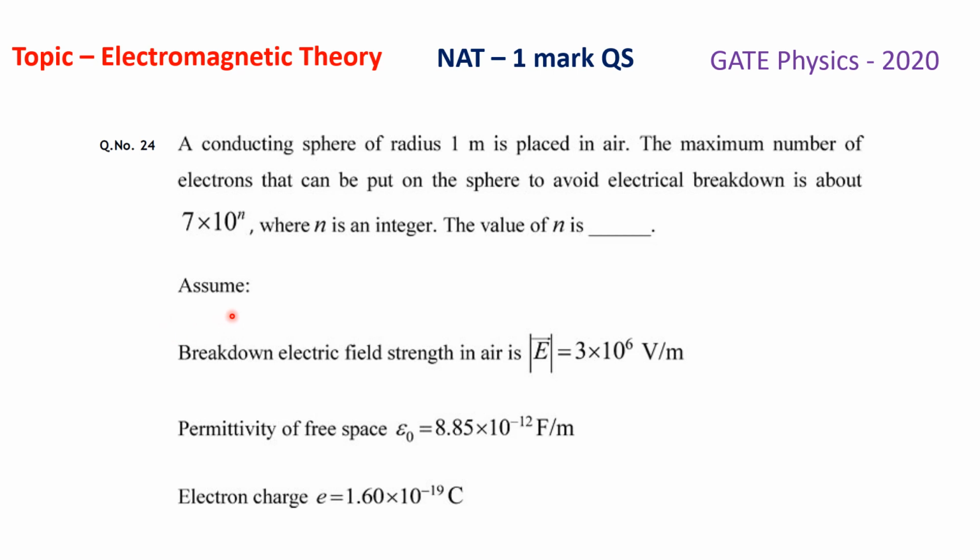In this question we have to assume breakdown electric field strength in air is mod of E vector equals 3 times 10 to the power 6 volt per meter. Permittivity of free space is epsilon naught equals 8.85 times 10 to the power minus 12 farad per meter, and electronic charge e equals 1.6 times 10 to the power minus 19 coulomb. Let us see how to solve this problem.